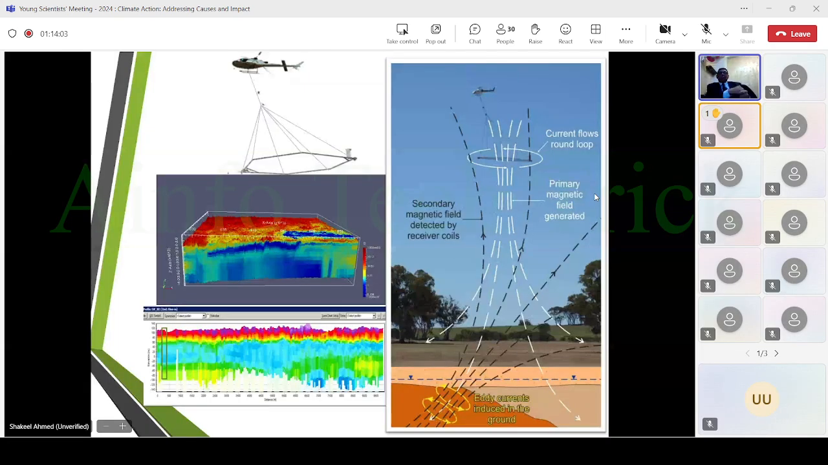So if you go for airborne survey, then we have to use the electromagnetic method, because for the electrical method, you need the contact. And if you fly, then contact is not possible. And that's why we go for it. So I'm going to discuss the electromagnetic method.